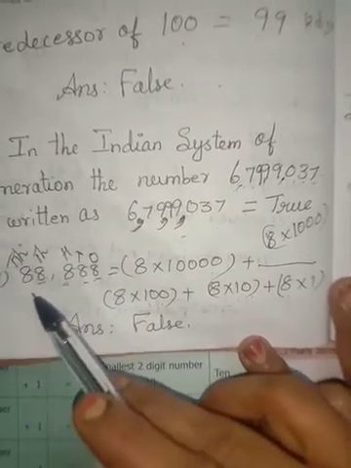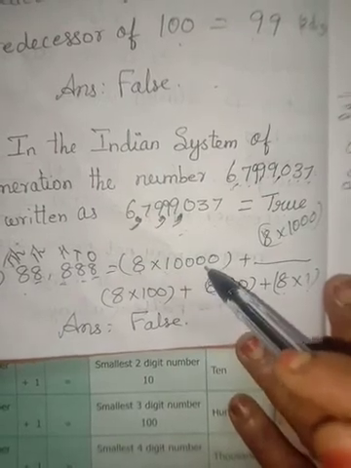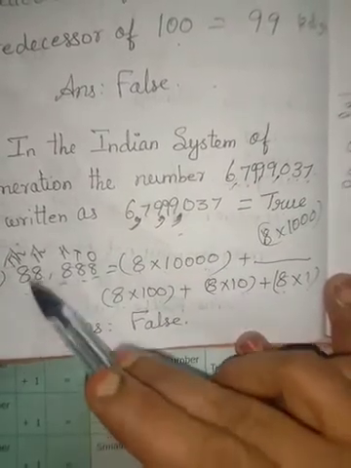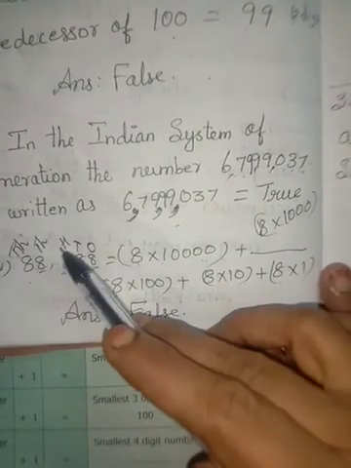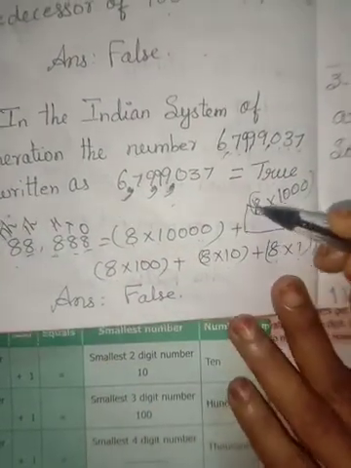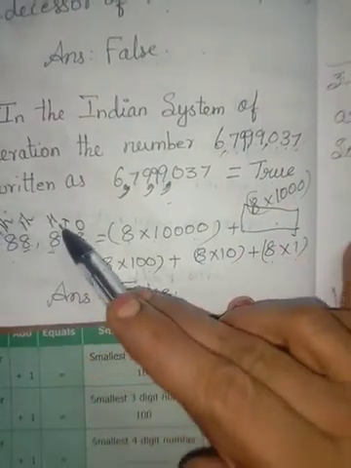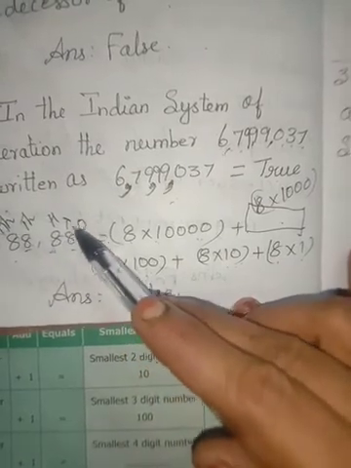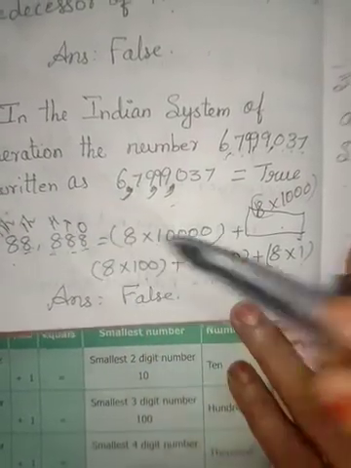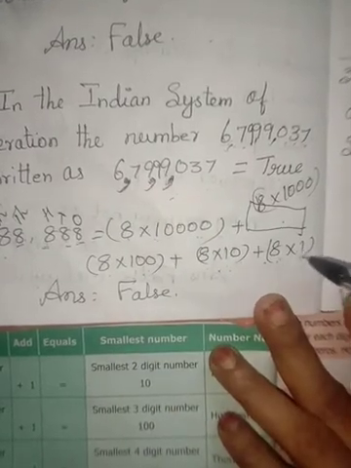The first one is 10,000. So 8 is multiplied with the 10,000, so we get 80,000. The second one is 8 multiplied with the 1,000. That term is not given here. And then they go to the 100 place. So 8 into 100, 800. So the next number, 8 into 10, 80. And the ones digit is 8 into 1, 8 ones are 8.